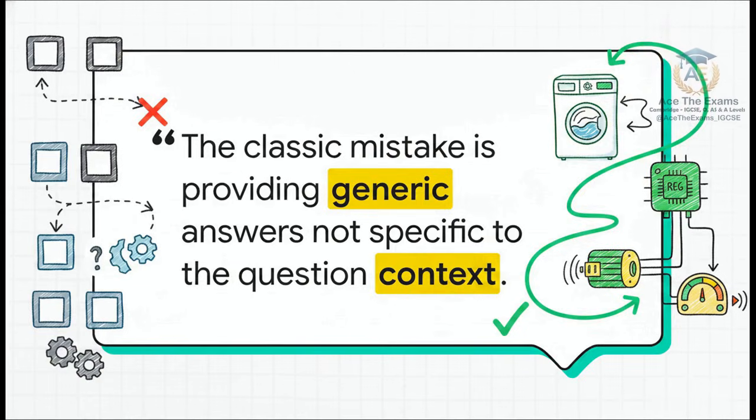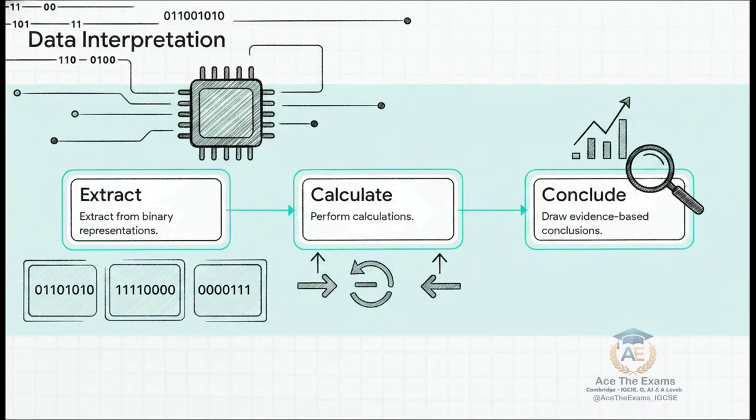It means higher-order assessment objectives in Cambridge absolutely demand that all your fancy theoretical knowledge of general and special-purpose registers be applied contextually. If the exam question is about a washing machine's embedded system, your answer about the status register better be talking about water levels and motor speeds, not just generic binary flags. Context is everything.